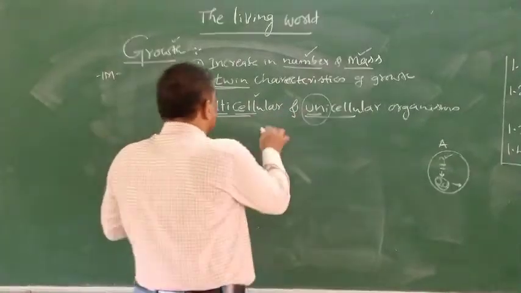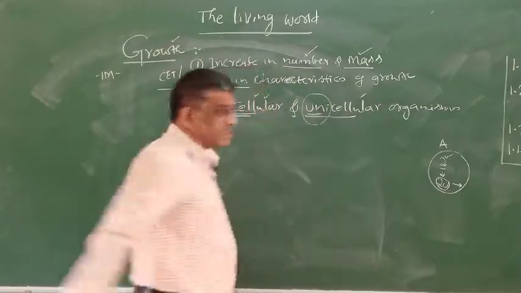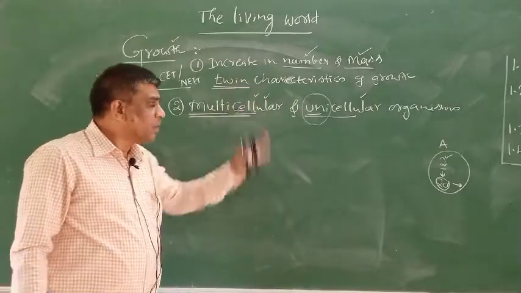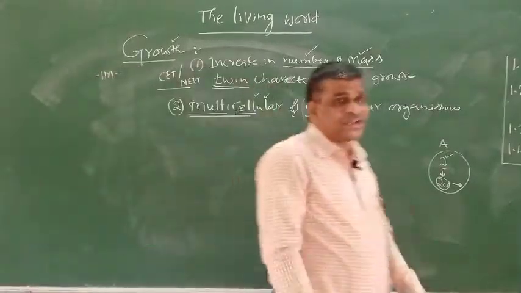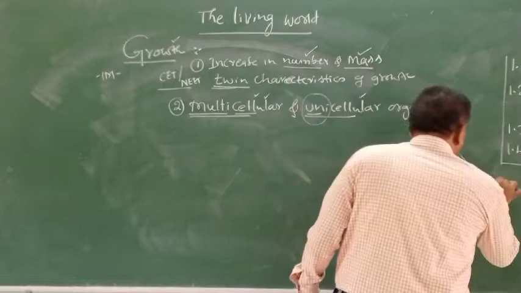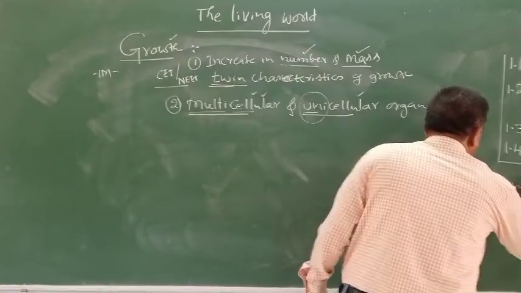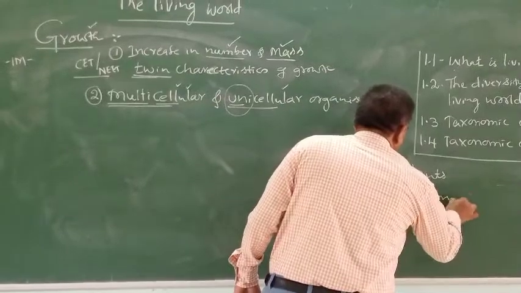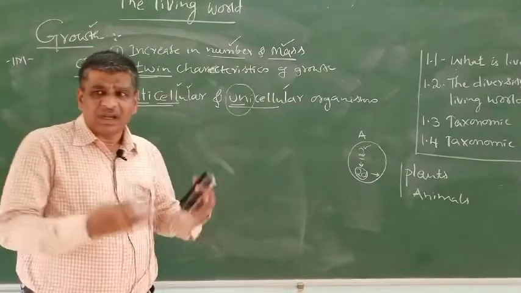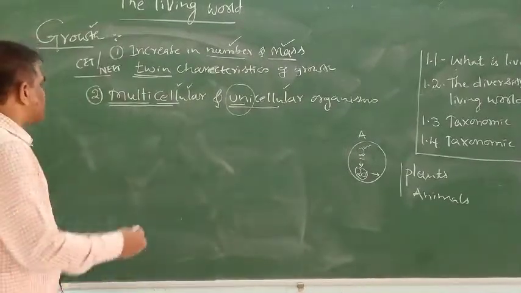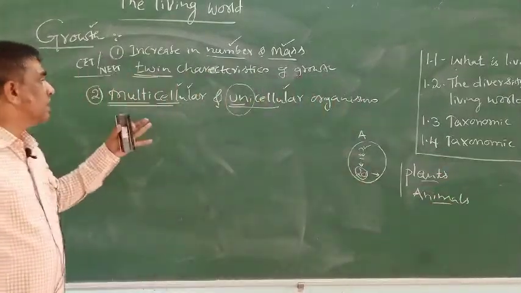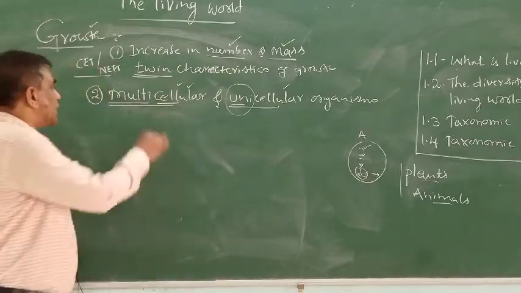Now you can notice the growth in multicellular organisms as well as in unicellular organisms. Growth is there, definitely. But now the question arises: there are several multicellular organisms present in the biosphere. Multicellular organisms are mainly plants and animals. Plants and animals are the major groups of multicellular organisms. How does growth take place in plants and how does growth take place in animals? What is the difference in the growth of plants and animals? That question arises in our mind.